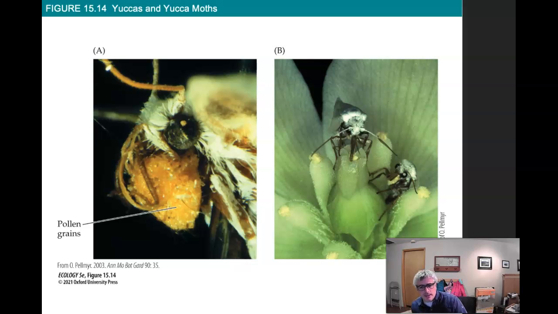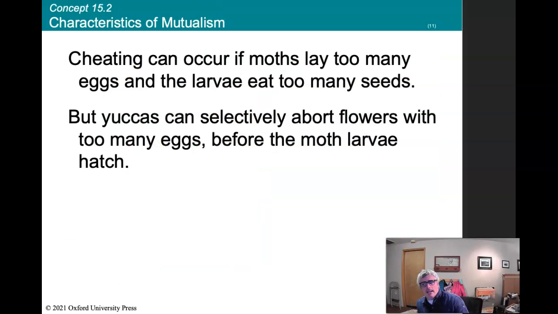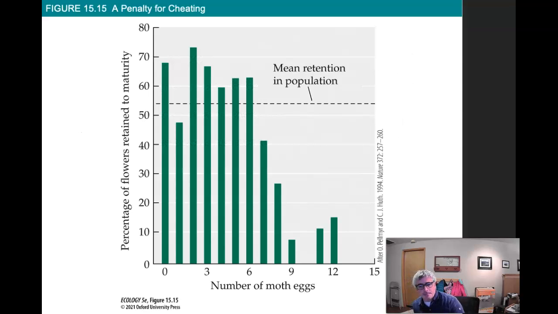What I thought was interesting is that the yucca can detect, supposedly, though it's hard because it's not a sentient being, but there seems to be a high correlation between individuals that lay a whole bunch of eggs in the flower, and that flower then being cut off and aborted. Meaning that if you were to game the system as a moth, instead of laying a few eggs, you would lay a whole bunch of eggs in that flower and hope that they would all survive. But the yucca seems to drop those flowers at a higher rate.